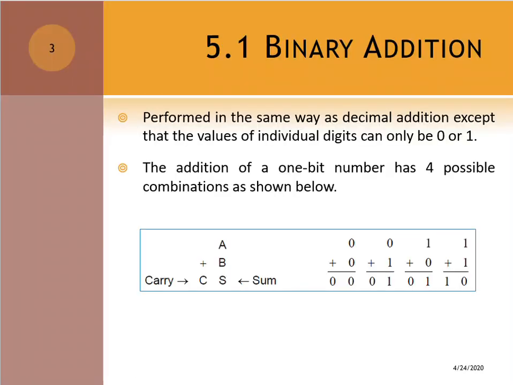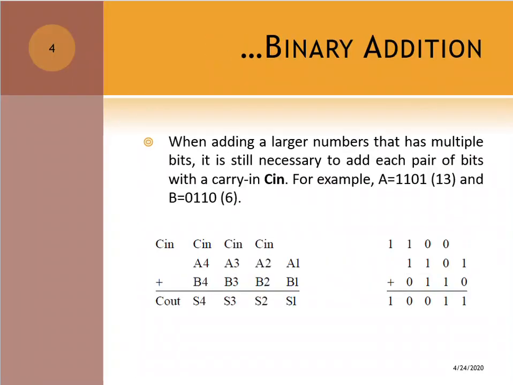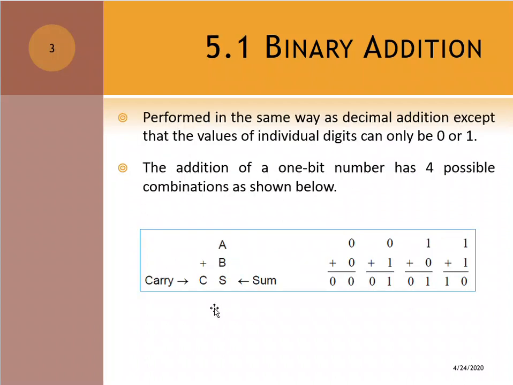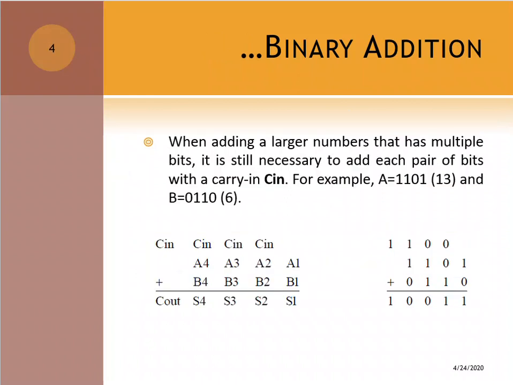If you look at this, we have A plus B, we have S and C. S is the sum, C is the carry. Next, when adding a larger number that has multiple bits, it is still necessary to add each pair of bits with a carry in. Now we go into more details.